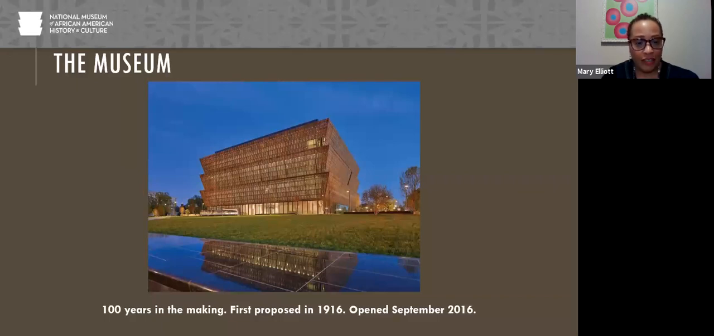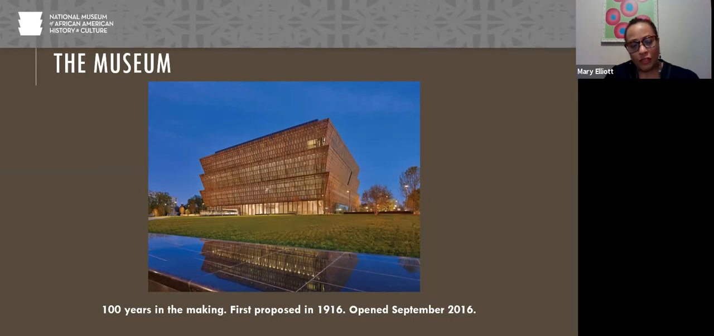Our founding director, Lonnie Bunch, is now the first African American secretary of the Smithsonian. And we are excited about our recently appointed new director. His name is Kevin Young, who is joining us from the Schomburg Museum. He is a poet and an amazing scholar, and he is our Andrew Mellon Endowed Director of the National Museum of African American History and Culture.